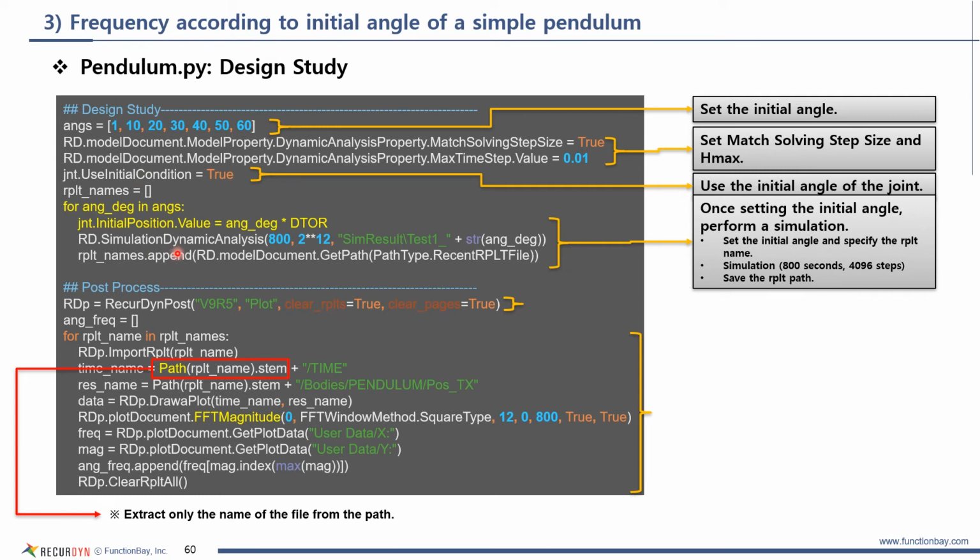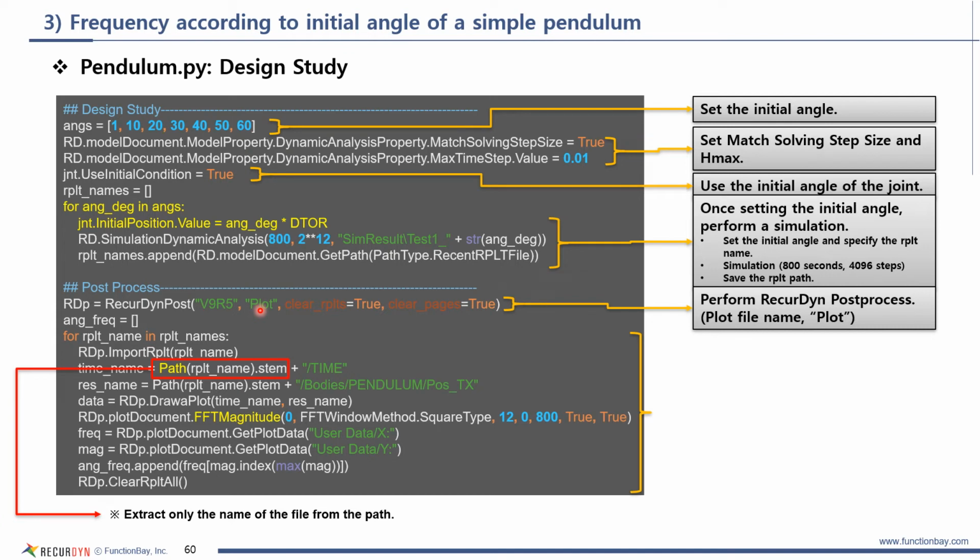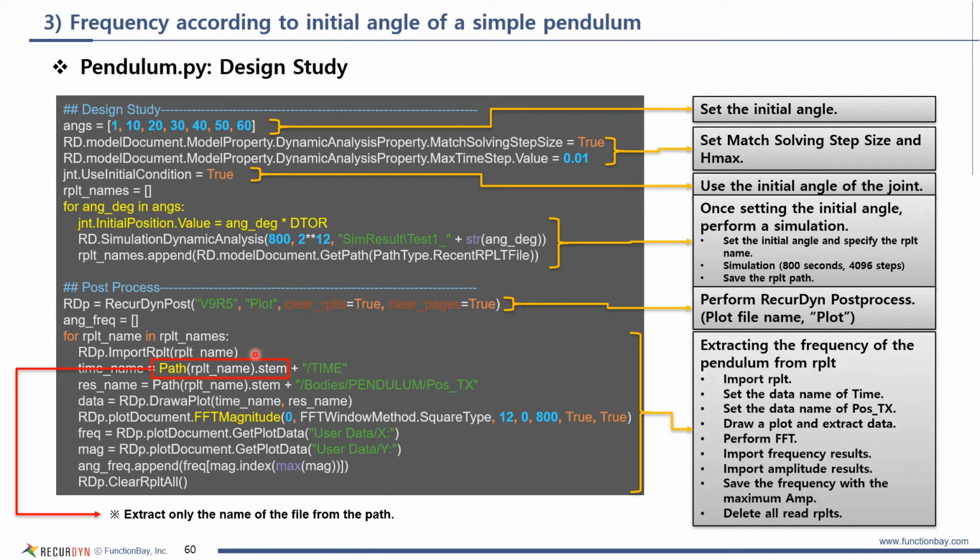To review the simulation results, launch RecurDyn plot and import the simulation results. After getting FFT results, extract the frequency characteristics. In this case, the FFT of RecurDyn plot has been used. Of course, RecurDyn plot is not the only way for this process. Rather, in other cases, it may be convenient to use the numerical analysis functions of Python.